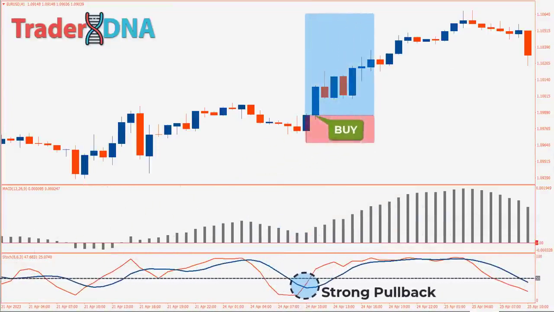On the other hand, if the stochastic oscillator experiences a pullback but remains above the 50 level, then the pullback is considered small and doesn't require much attention from traders. Let's take a look at this example.